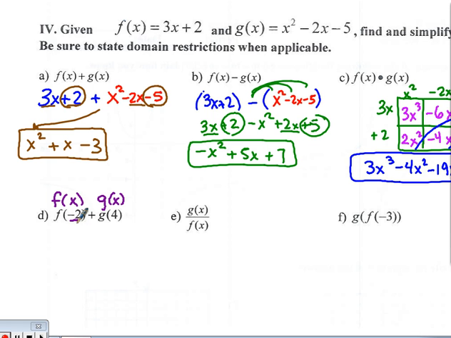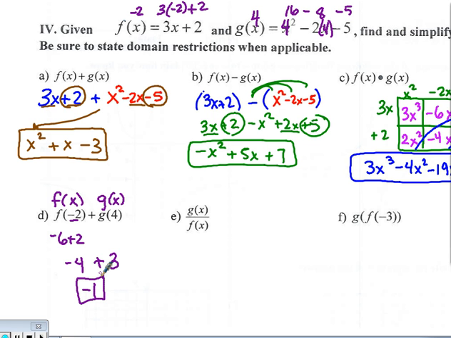So in here, I'm going to put a -2. -2 times 3 plus 2. So -6 plus 2, that would be -4. And we're going to add that to g of 4. So let's plug a 4 in over here. g of 4 equals 4 squared minus 2 times 4, minus 5. 2 times 4 is 8, and 4 squared is 16. 16 minus 8 would be 8, minus 5. 8 minus 5 would be 3. So we end up with negative 4 plus 3 is a negative 1. So we just have to work step by step. Find this, find that, and then add them together.